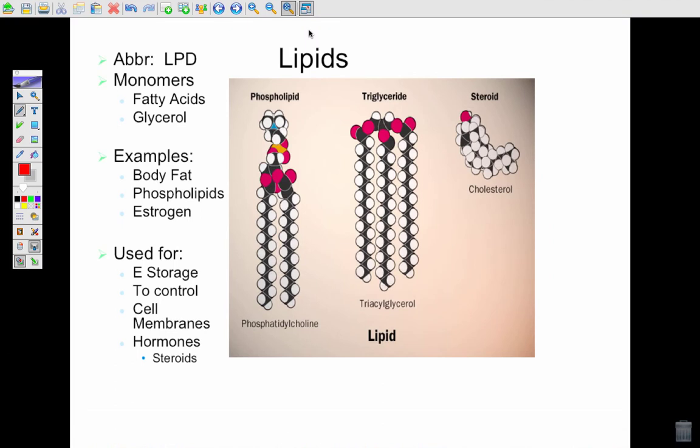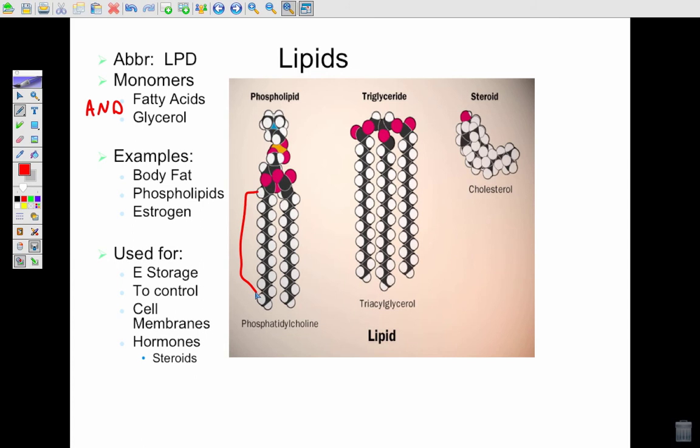Okay, now we're going to go through the lipids and nucleic acids part of the lecture. Lipids, monomers, and you have to have both for this, are fatty acids and glycerol. So the monomers are both fatty acids and glycerol.